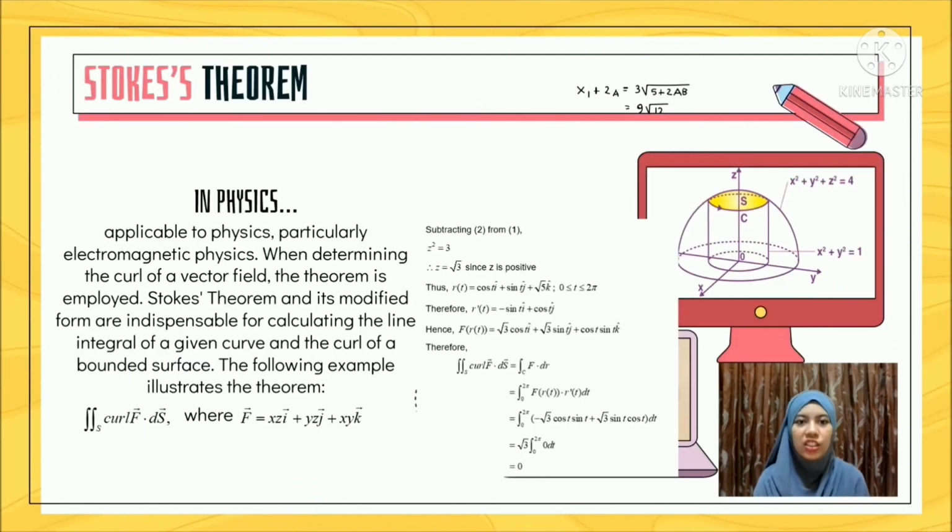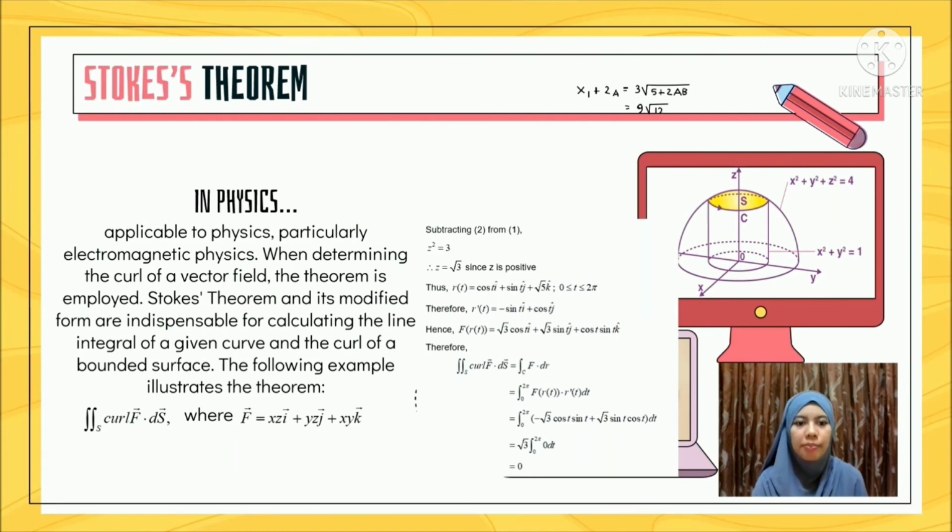Next, for the Stokes' theorem part, in physics, Stokes' theorem is also applicable, particularly in electromagnetic physics. So when determining the curl of a vector field, this theorem is employed. So Stokes' theorem and its modified forms are indispensable for calculating the line integral of a given curve and the curl of a bounded surface.